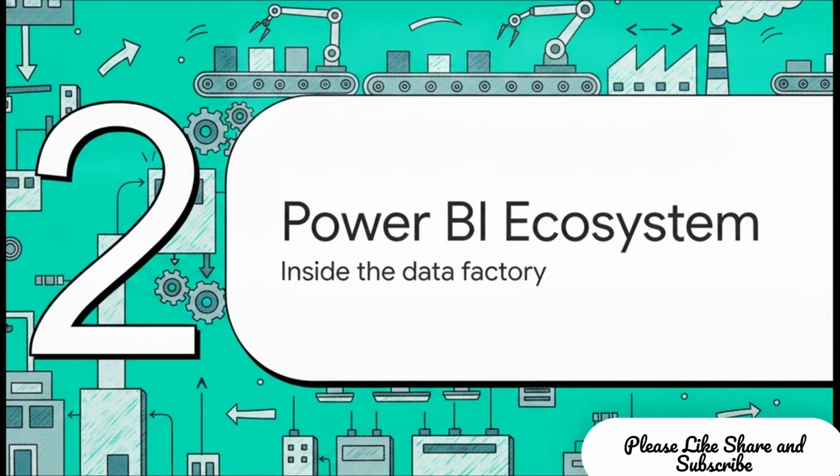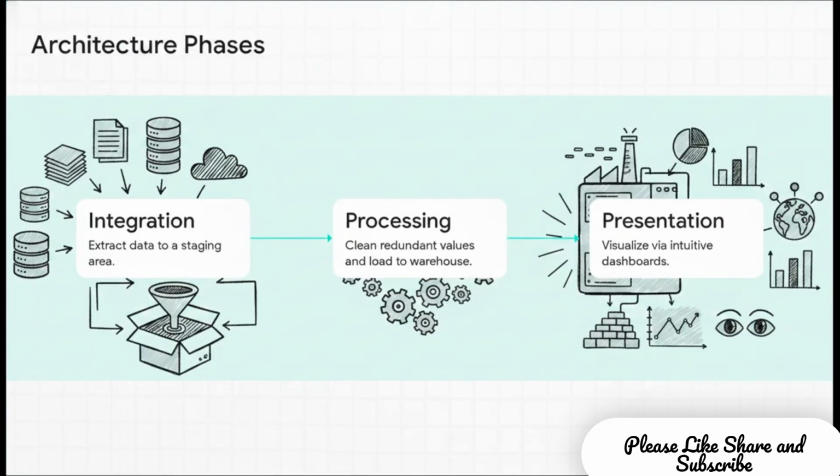Moving on to Section 2, the Power BI ecosystem, inside the data factory. Okay, I want you to picture this architecture like a high-tech manufacturing plant that's taking in raw materials. This factory operates in 3 distinct phases. Step 1 is data integration. This is where you extract data from all your different sources and pull it into a common staging area.